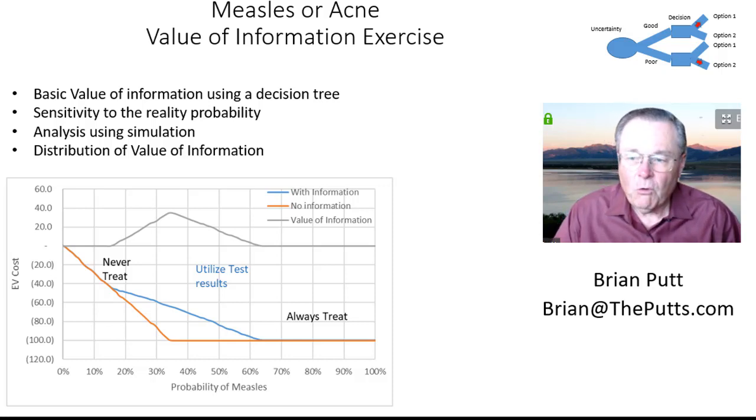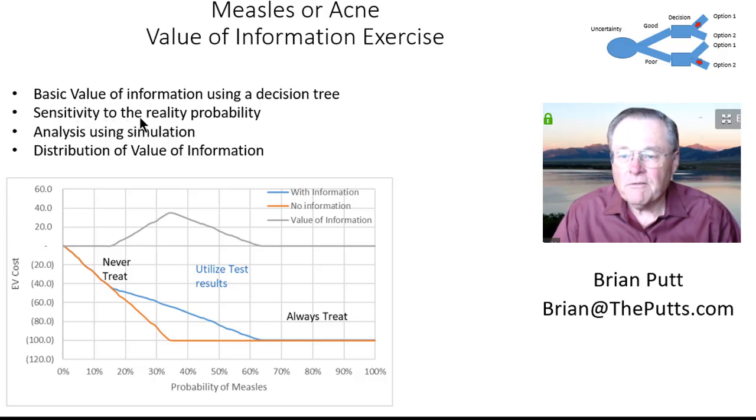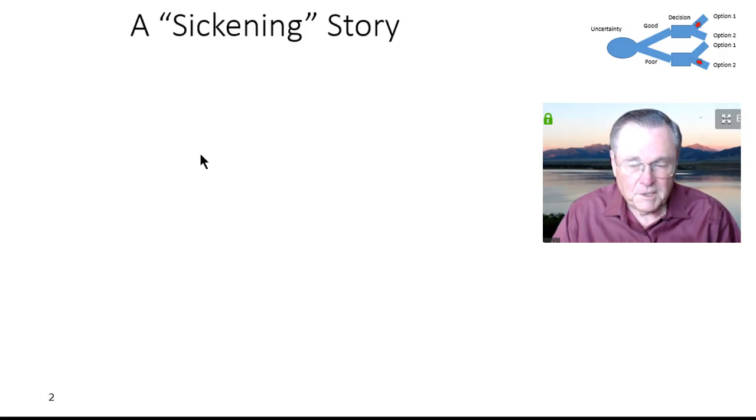Anyway, so what we're going to talk about today is the value of information using a decision tree. And then we're going to look at the sensitivity to probability, see what that looks like in the decision tree. And then we're going to do the same analysis using simulation and see how it compares. And we'll also look at the distribution of the value of information. So let's get started here.